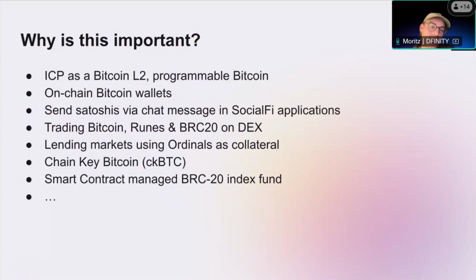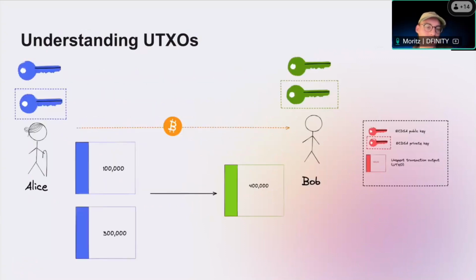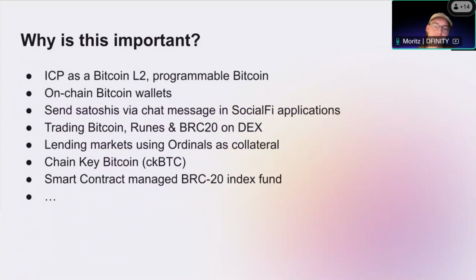And now you might be wondering, okay, I can hold Bitcoin directly in a smart contract without a custodian, without a bridge, without any additional trust assumptions, but why would I need that? Why is this important? The first obvious use case is that you can use the Internet Computer as a Bitcoin layer 2, and through the Bitcoin direct integration, you have programmable Bitcoin, right? Because Bitcoin itself doesn't really have smart contract functionality, and to unlock the potential and the value locked in Bitcoin, there's currently a race to see who's going to be the Bitcoin L2.